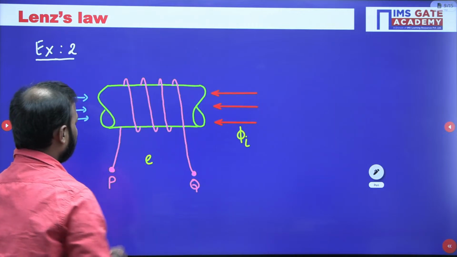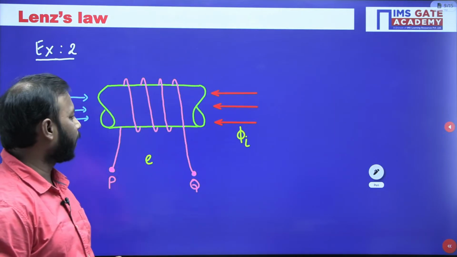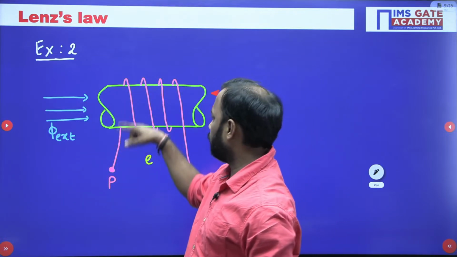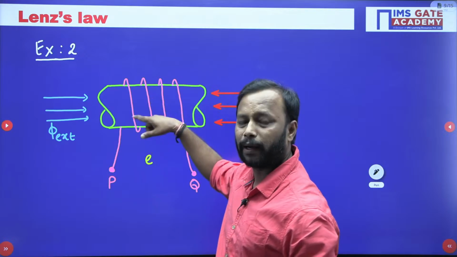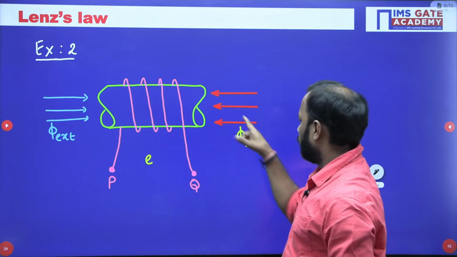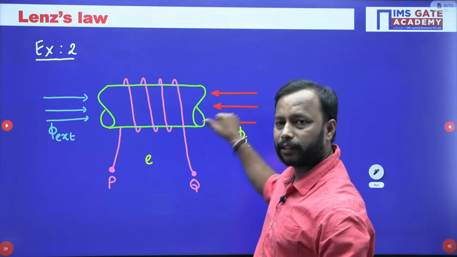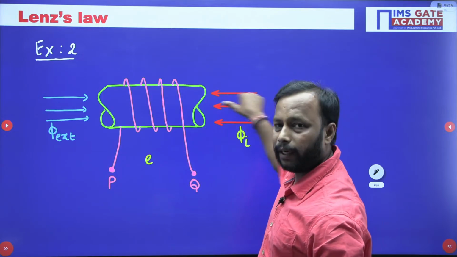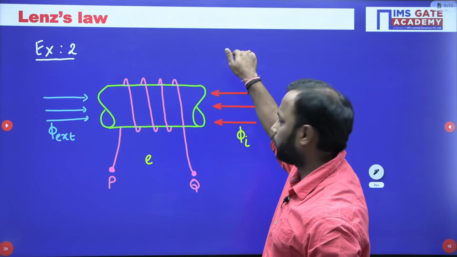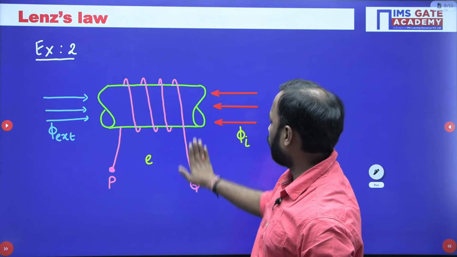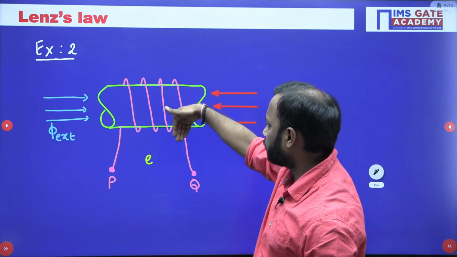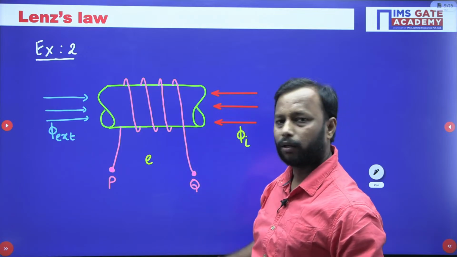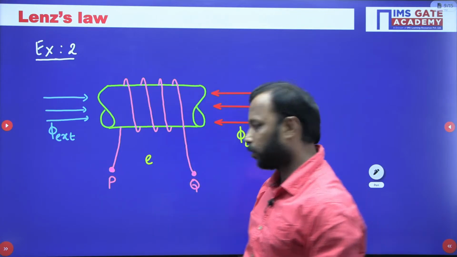So what is P? P is positive or negative? See, what should be the induced current direction in this particular coil such that it will give you phi induced in this direction, by Fleming's right hand palm rule. Point your thumb in the direction of phi induced, then the forefinger will curve in the direction of induced current. So from the front side it is upward, and from the back side it is downward.